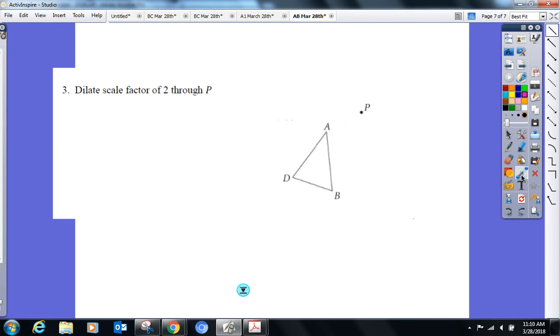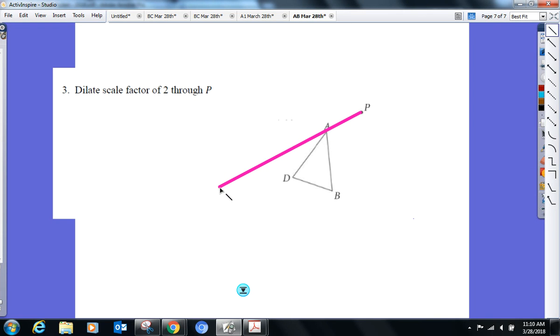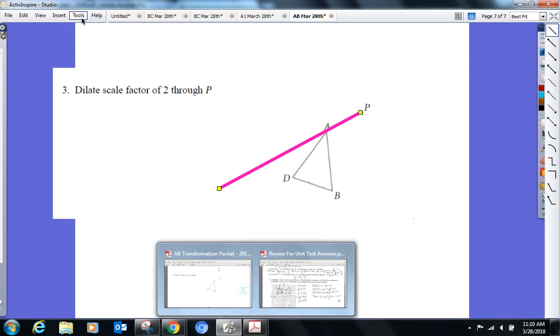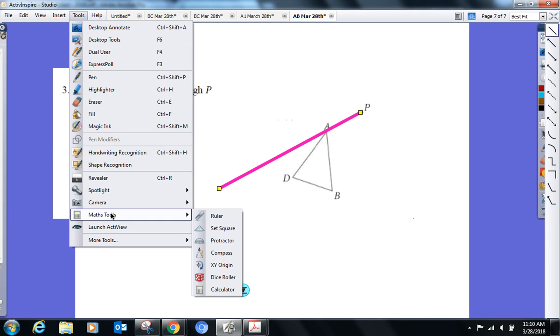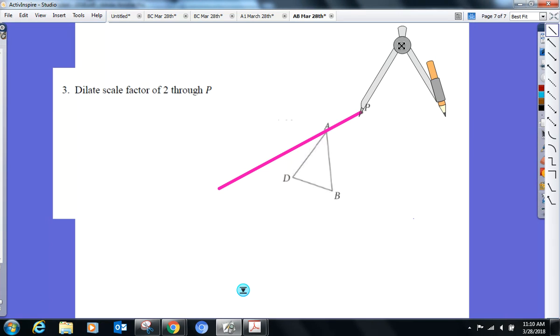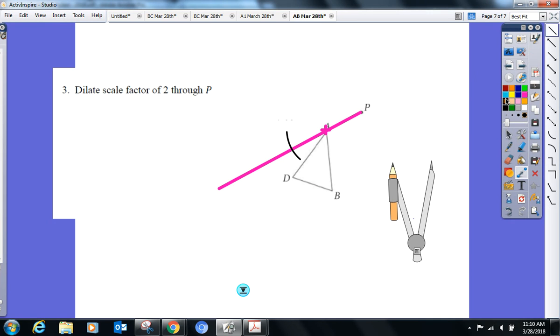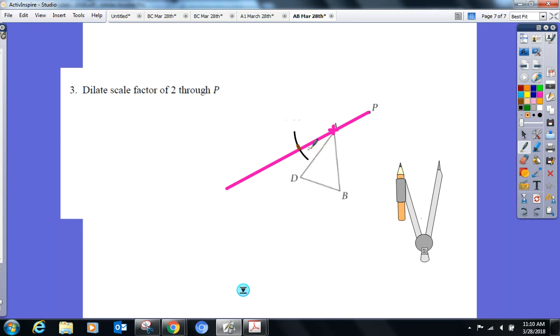So if I want to double my distance for point A, there's the distance right now. I'm going to draw a line right through A because I'm about to copy that distance over. So here's the distance from A to P. And again, I'm going to copy that distance on the other side of A. And I should get A prime right there. A prime. And then I'm going to do the same thing for D and B.